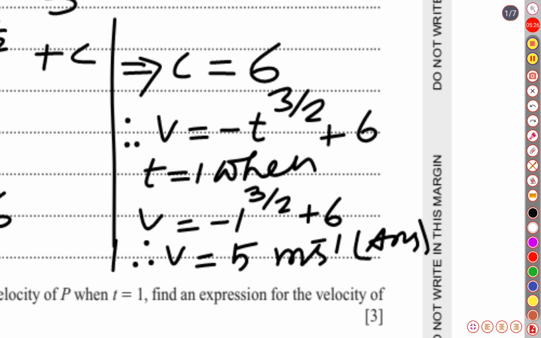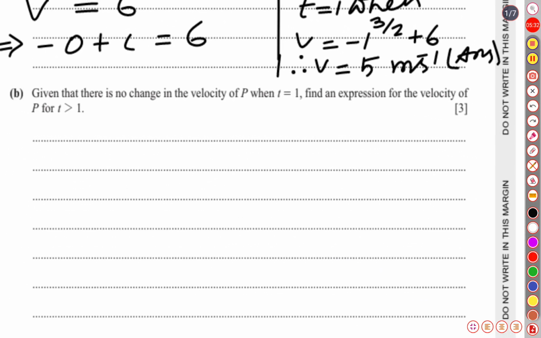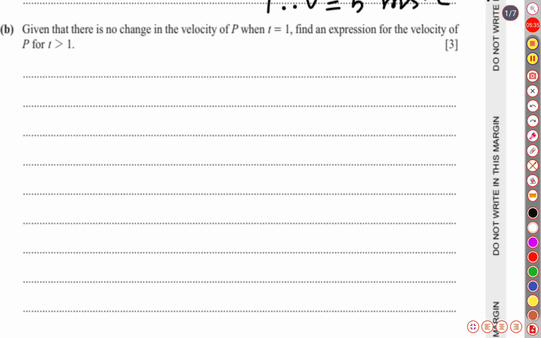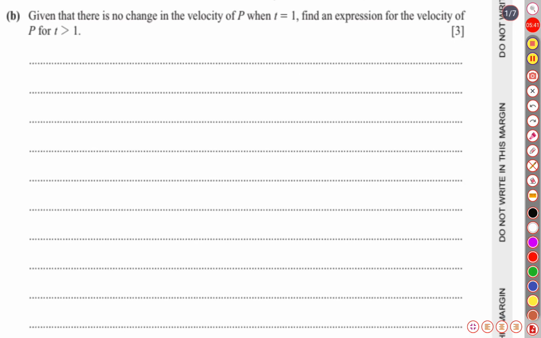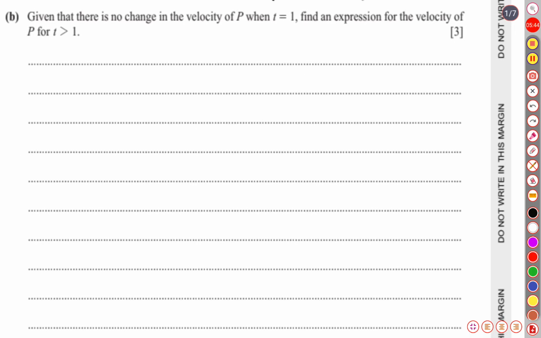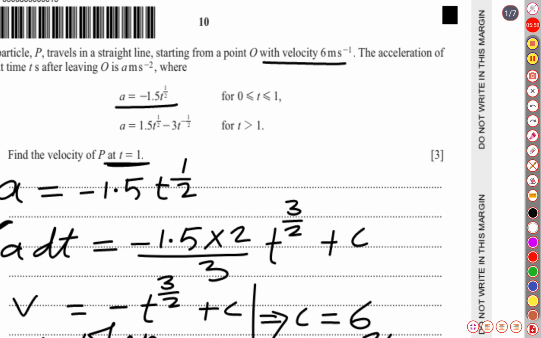Now we are moving on to the immediate next question. The immediate next question says, given that there is no change in the velocity of P when t is equal to 1, find an expression for the velocity of P for t greater than 1. Let us change the color of the ink. Well, they have told us that there is no change for the second phase. The expression for acceleration for the second phase is this. So we will write a equal to 1.5 t raised to half minus 3 t raised to negative half.